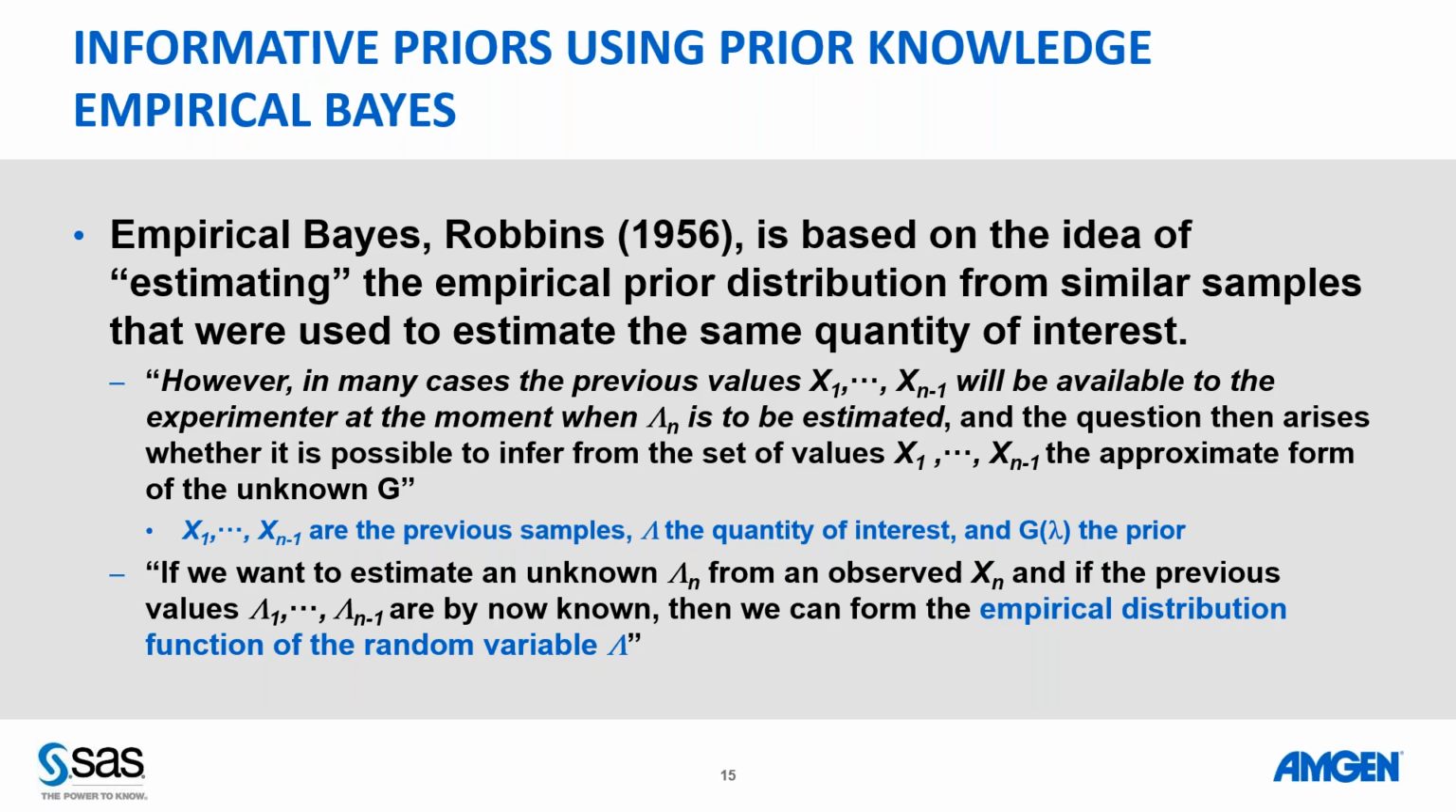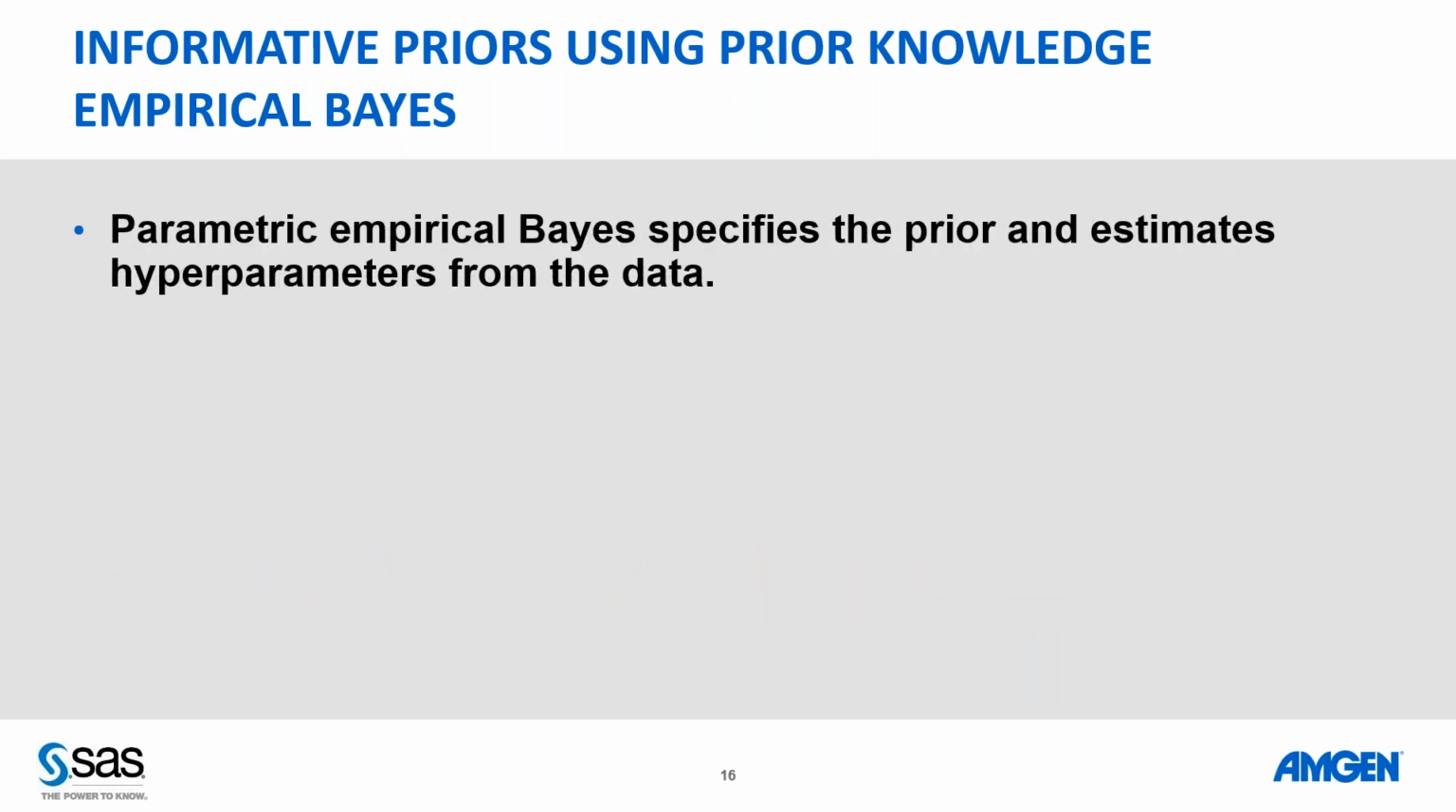So this is the main idea. We're not going to go into more details. The reference for the paper is in the back. That is a non-parametric way of doing it. There's a parametric way of doing the empirical Bayes, where you're getting the prior and the estimates from the data, usually using maximum likelihood.